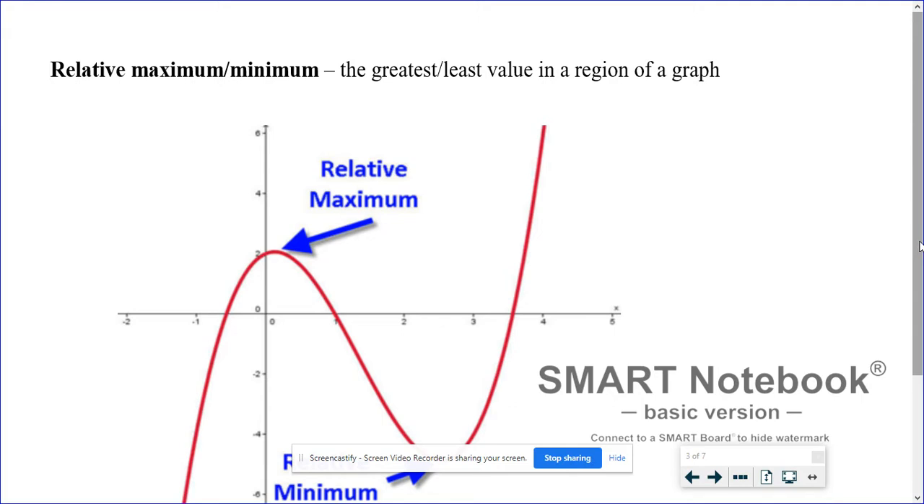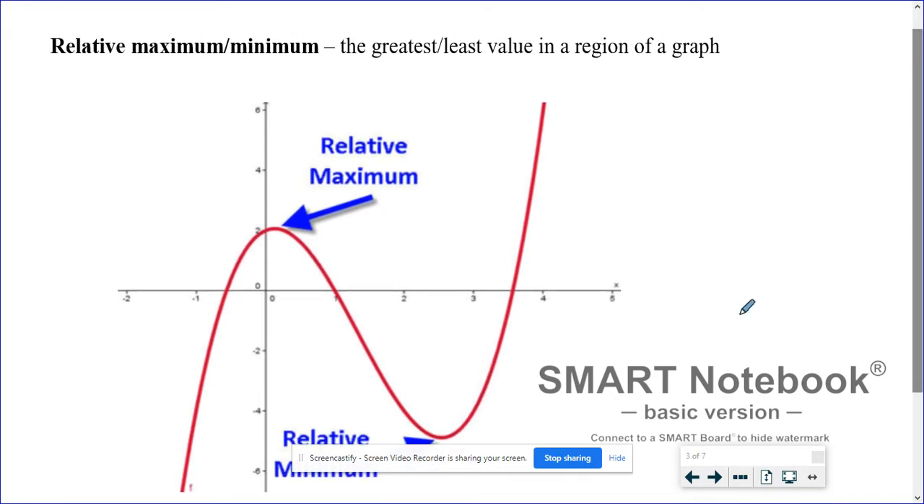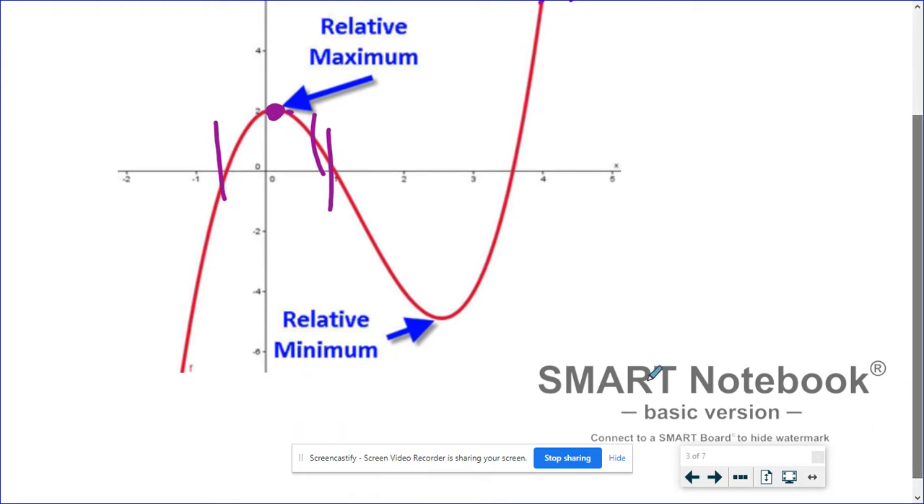A little vocab for you. The relative maximum and minimum is the greatest or least value in a region of a graph. The relative maximum of this, a cubic function by the way, is here because it's the highest point in a region, but it's not the highest point overall. It does go up forever, but in this area, it's the relative maximum. The relative minimum is just the same, just down here. In a region of the graph, it is the lowest point, but it's not the lowest point of the entire graph.